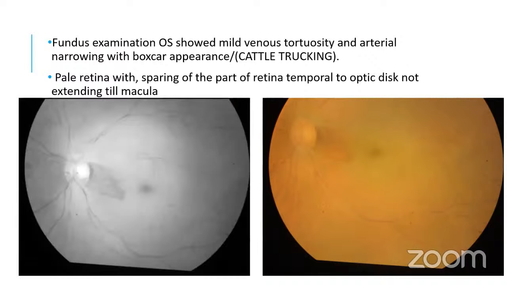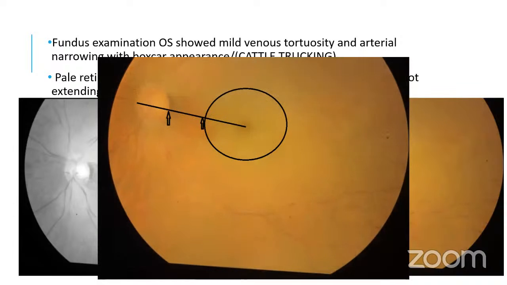Here is the red-free image on the left-hand side, which shows the cilioretinal artery and retinal edema elsewhere. Basically, this part of the retina temporal to the optic disc is not extending to the macula. When I was doing the literature search for this, I found one article, which I'll be sharing in later slides. There, the authors have defined a method to assess if the cilioretinal artery is macula perfusing or non-perfusing. They took a circle centered at the fovea with a radius equivalent to the distance from optic disc to fovea minus 1 disc diameter. If the cilioretinal artery enters this zone, it's macula perfusing. If it doesn't enter this zone, it's macula non-perfusing. So in our case, the cilioretinal artery is macula non-perfusing.